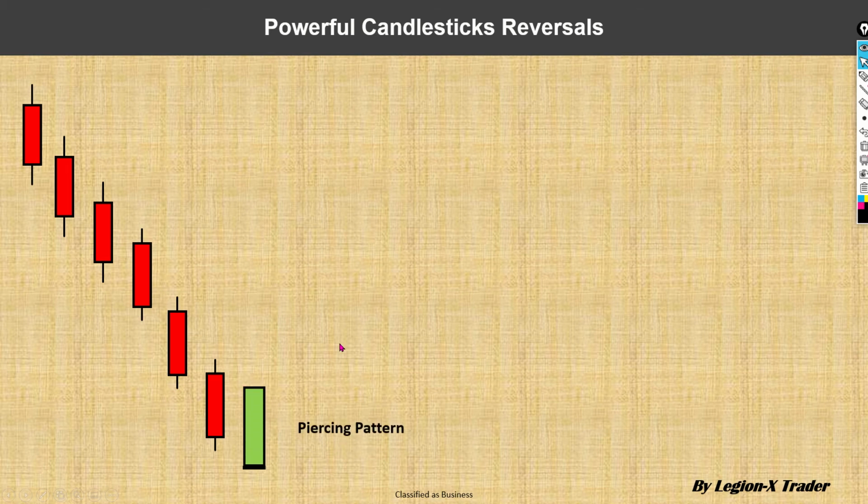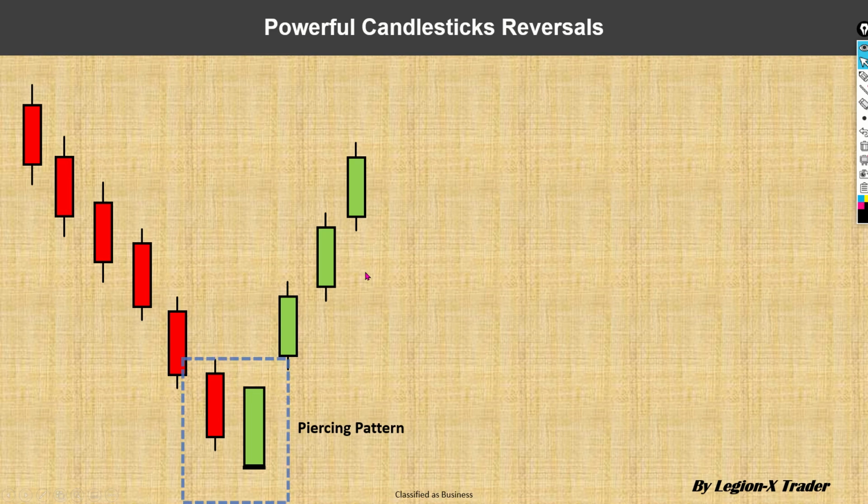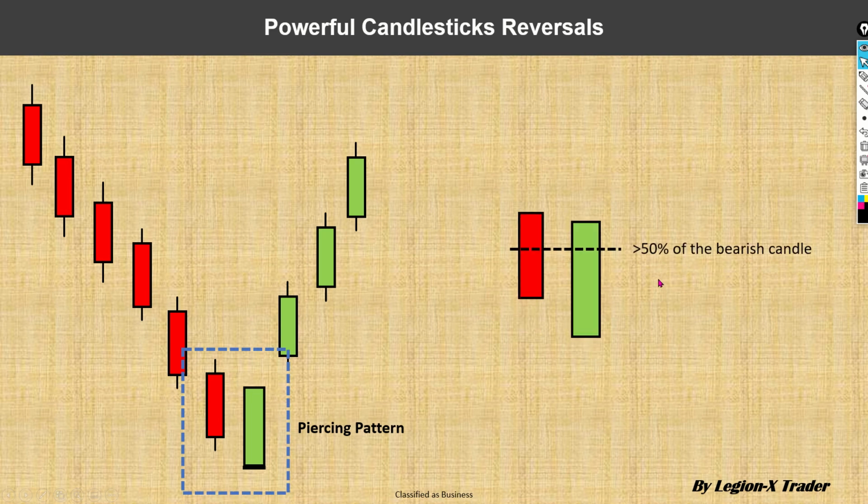This is what we would call the piercing pattern. It's a strong reversal candle. So how do we look at this? When we look at the piercing pattern, the green candle has to close around 50% above the bearish candle on the left-hand side. So it has to gap down, then it has to close above 50% of the bearish candle.